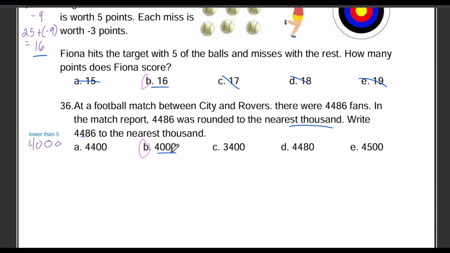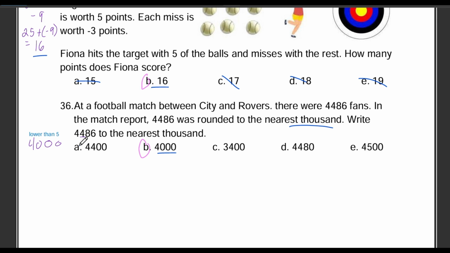4,000. Here's why. The thousands digit is 4, and the next digit is 4. Because that next digit, 4, is less than 5, we round down. So 4,486 rounded to the nearest thousand equals 4,000.